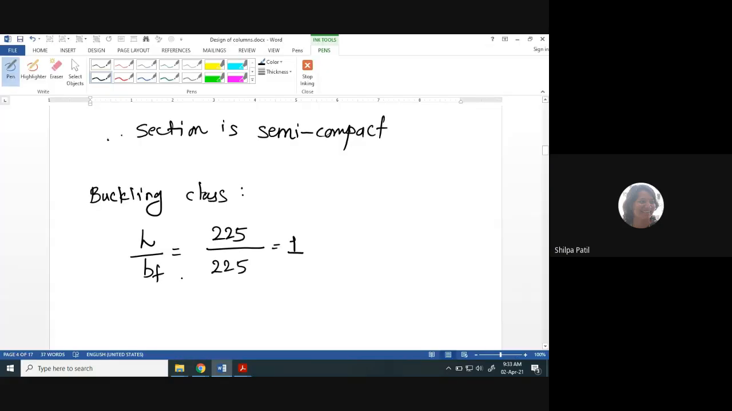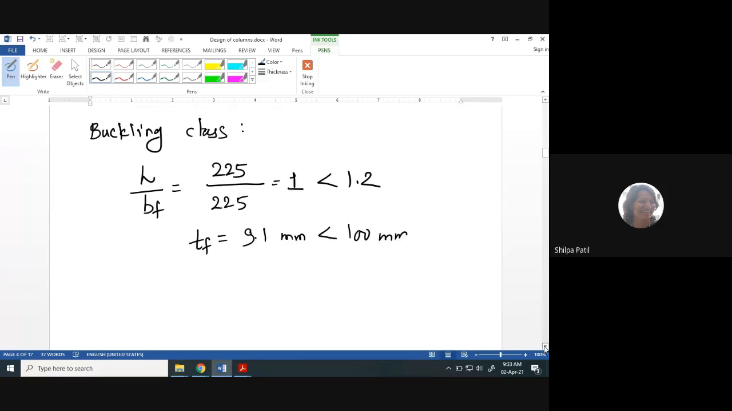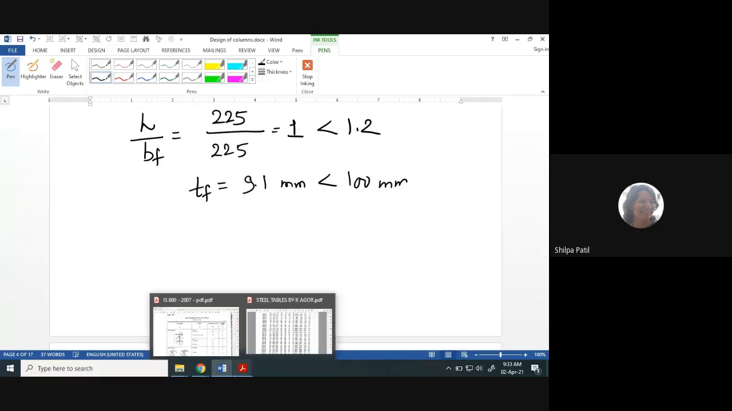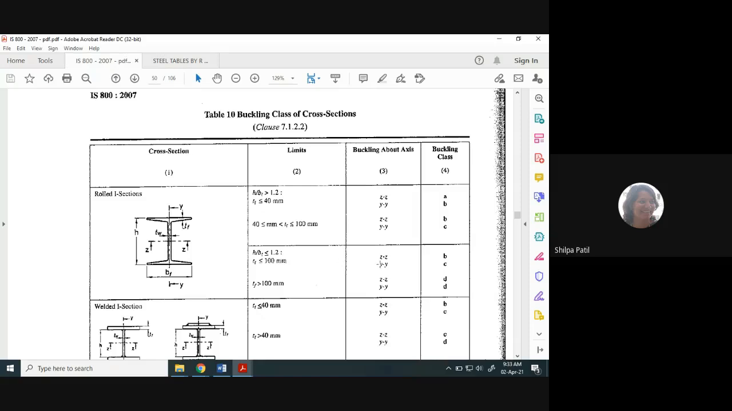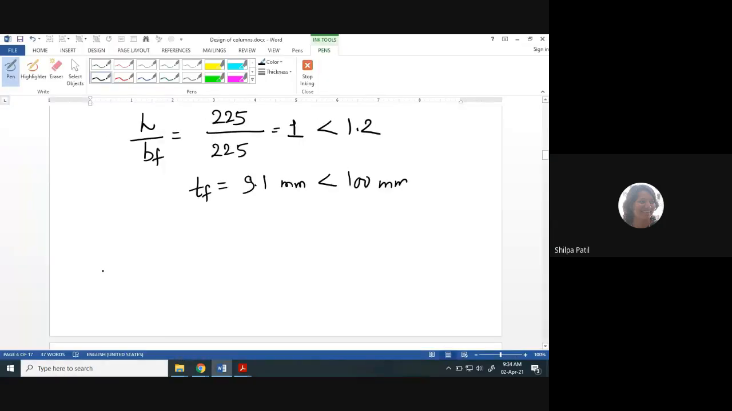So we'll write down here, h by bf is less than 1.2 and TF value is 9.1 mm, which is less than 100 mm. So for this condition, the buckling class given here is: buckling about the ZZ axis, the buckling class is B. Buckling about the YY axis, the buckling class is C. So write this down here.